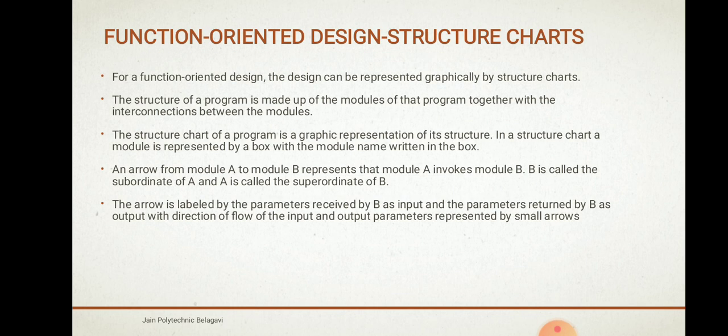Function oriented design structure: for a function oriented design, the design can be represented graphically by structure charts. The structure of the program is made up of the modules of that program, showing the interaction between them. A module is represented by a box with the module name written in the box. An arrow from module A to module B represents that module A invokes module B. B is called the subordinate of A and A is called the superordinate of B. The arrow is labeled by the parameters sent by A to B as input and parameters returned by B as output, with the direction of flow.